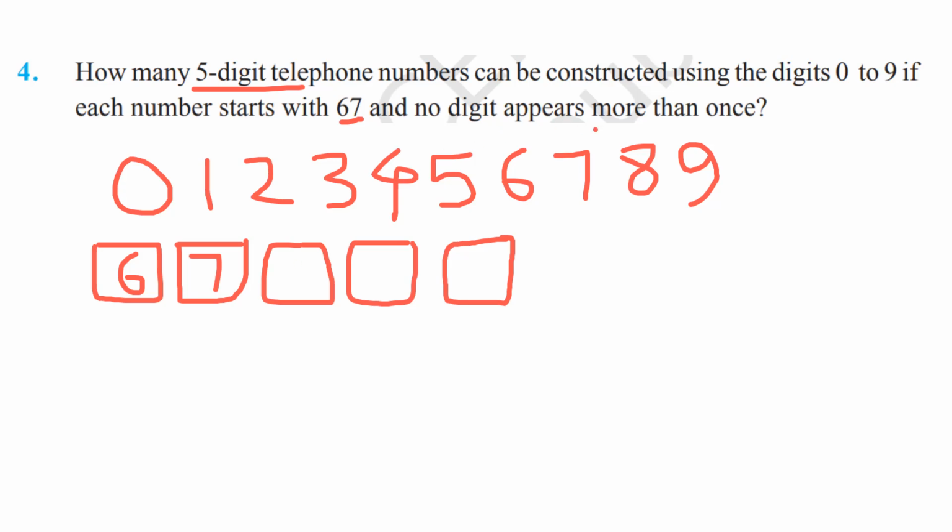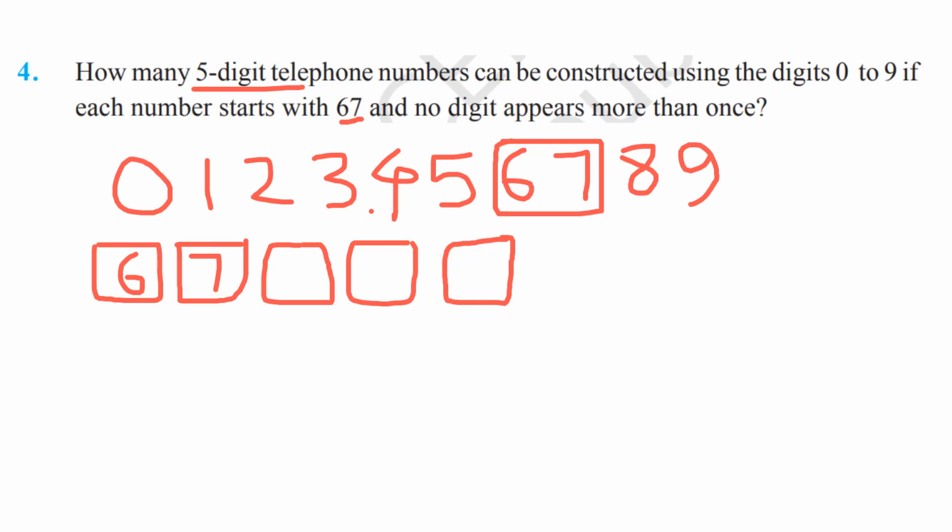And no digit appears more than once. So in this 5-digit telephone number, we do not expect any of these digits to appear more than once. So 6 and 7 cannot appear again here. It means 6 and 7 are taken, and we have the remaining 8 objects to fill these 3 positions.